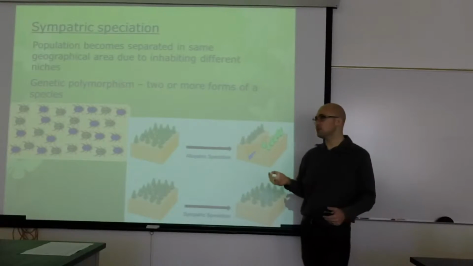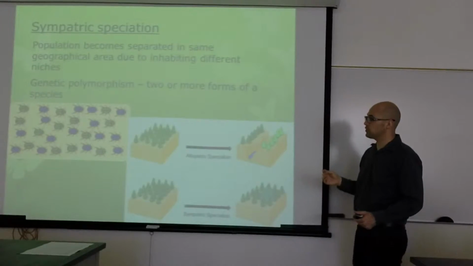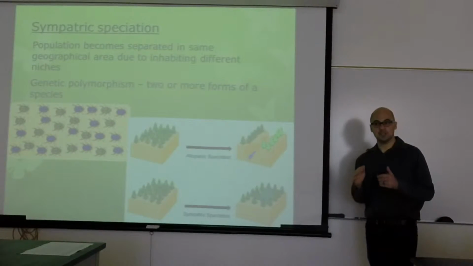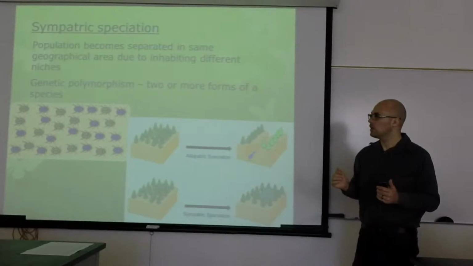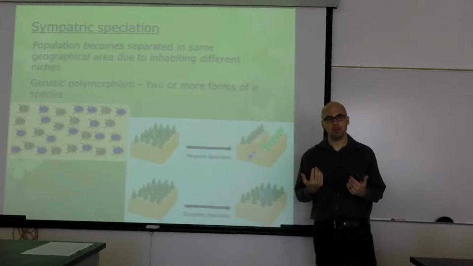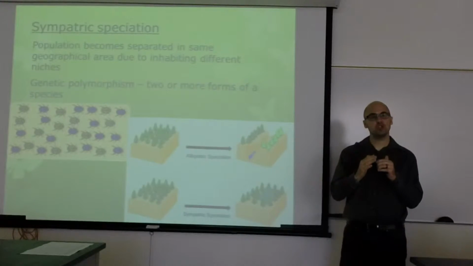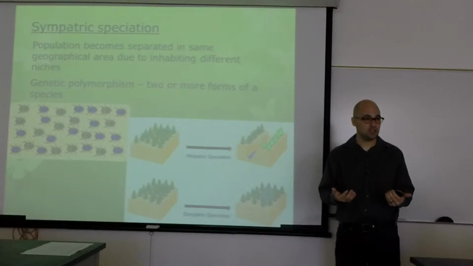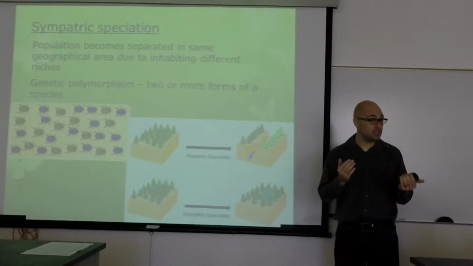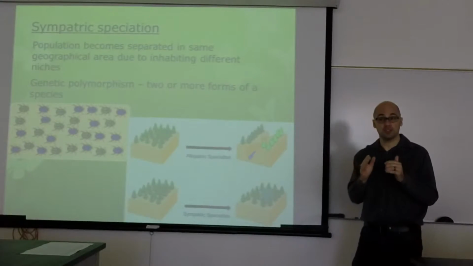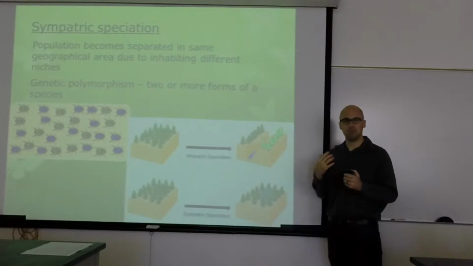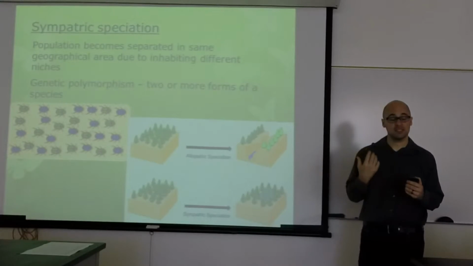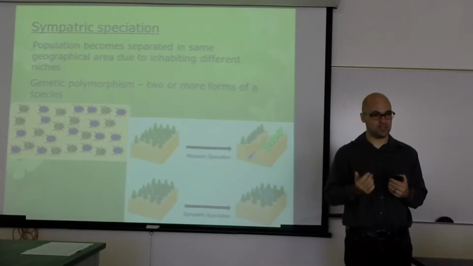The last type of speciation is sympatric speciation. And so this is a separation of the population not due to a physical barrier. This is due to genetic polymorphism. So when we have two or more forms of the same species, they may be occupying different niches. Something's happening there that is not due to a physical barrier in which they are separated. So the best way to illustrate sympatric speciation is to show an example.